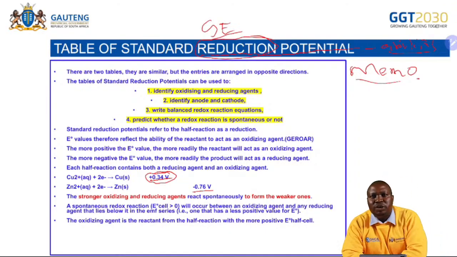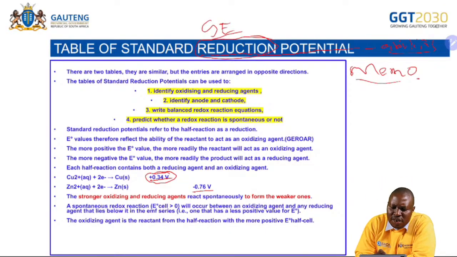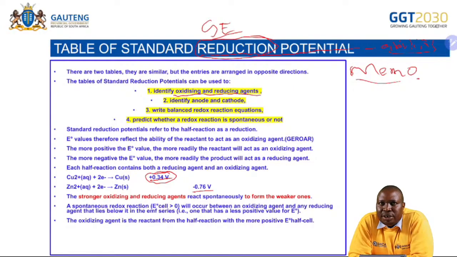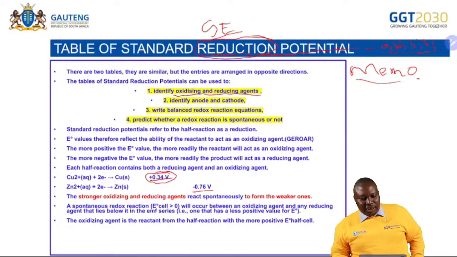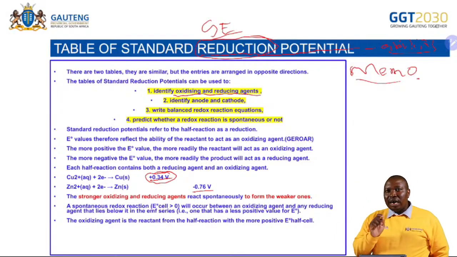There are four important things that you can use this table for. If there is a question that says, identify the oxidizing and reducing agent, the table will help you. Identify the anode and the cathode. Remember, the more negative number will lose electrons, and the more positive number will gain electrons. You can use it to write balanced redox reactions, such as writing down the overall or net cell reaction. The fourth thing is to predict whether a redox reaction is spontaneous or not. That is calculation of EMF.